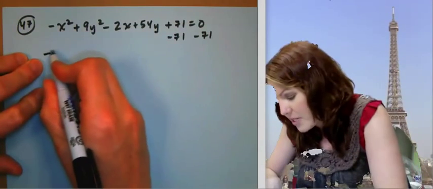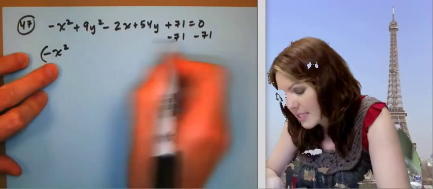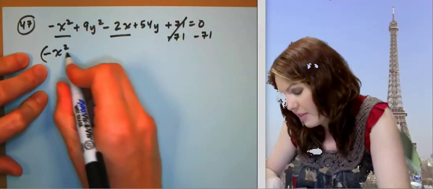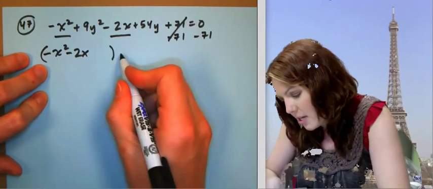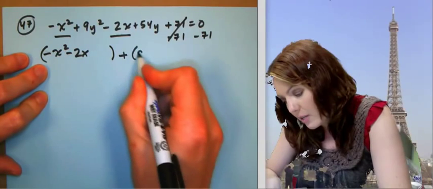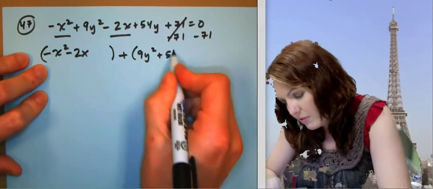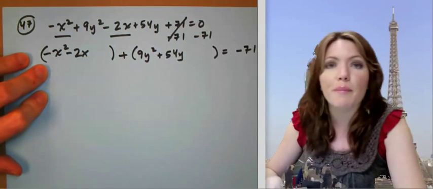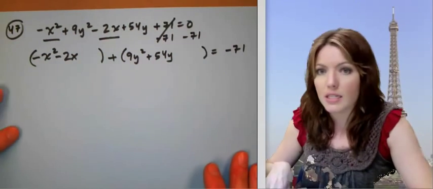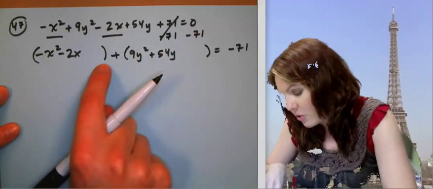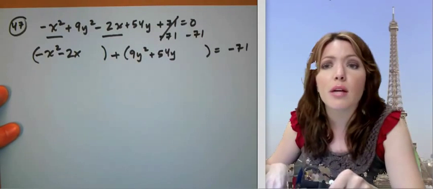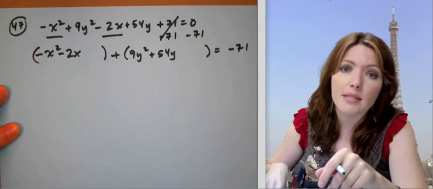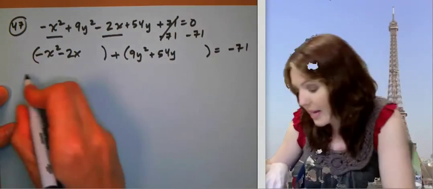And we're going to group together any x's we have over on the left at the same time. Okay, so we have negative x squared minus 2x in one set of parentheses, and then we have 9y squared and 54y in another, and then 0 minus 71 is negative 71. So what we do to complete this square is, in the first one, remember we can't have anything in front of the x squared, so we actually want to go through and factor out that negative. So we're going to do that.